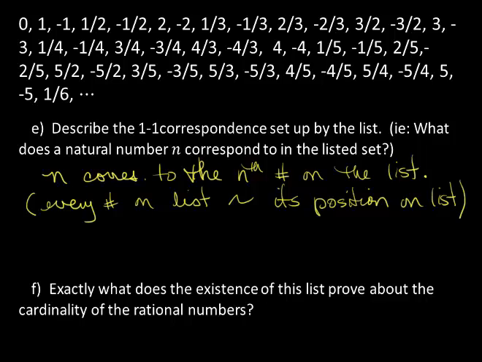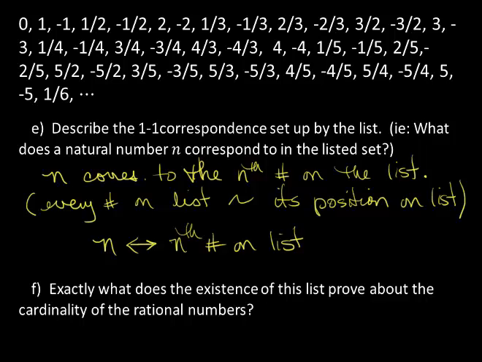Now, the easiest way to say this is that n in the natural numbers corresponds to the nth number on the list. I've just drawn a double arrow, and you just avoid writing a sentence. You just give it in this correspondence notation: n, double arrow, nth number on list.